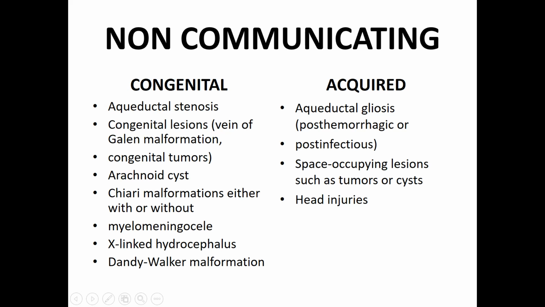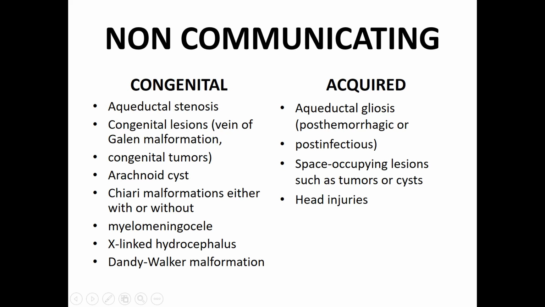Some congenital tumors, I will show you the pictures later on. Then there is an arachnoid cyst. This cyst is formed in the anterior third ventricle, at the roof of the third ventricle, from where the foramen of Monro of the lateral ventricles enters the third ventricle. So due to this cyst, these foramina of Monro are blocked, which can cause hydrocephalus.